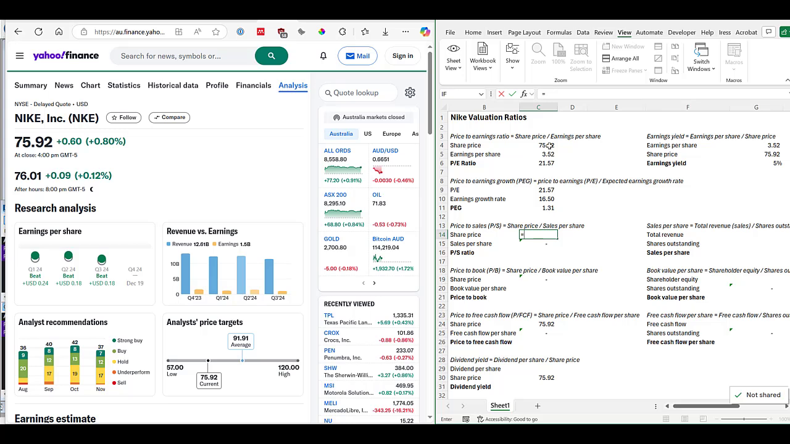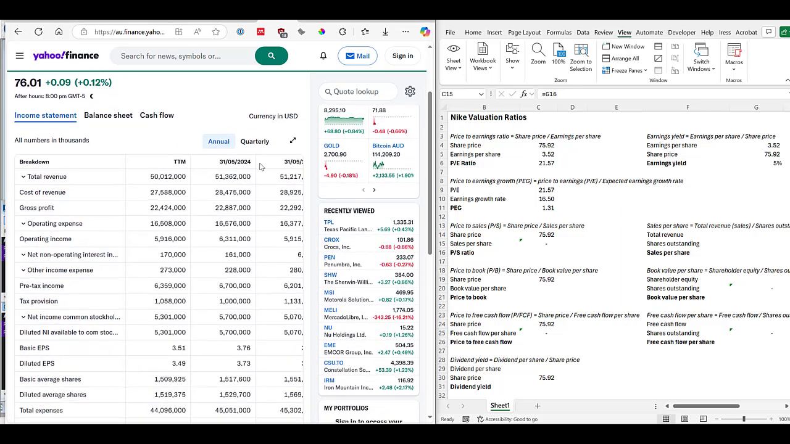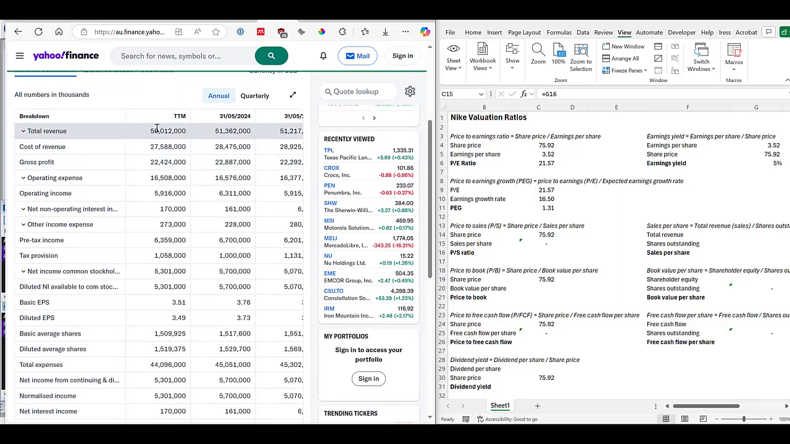We know the share price is $75.92. We need to calculate sales per share. To calculate sales per share, we divide total sales, or revenue, by the number of shares outstanding. To find total revenue, click Financials. Here we can see the numbers in thousands. Total revenue over the past 12 months was 50 billion.